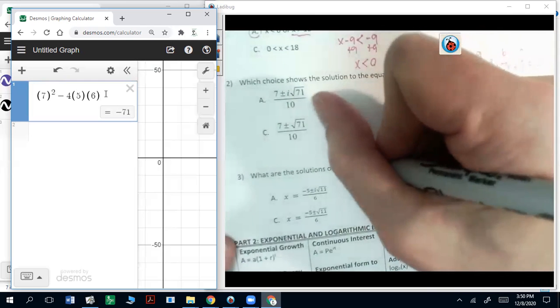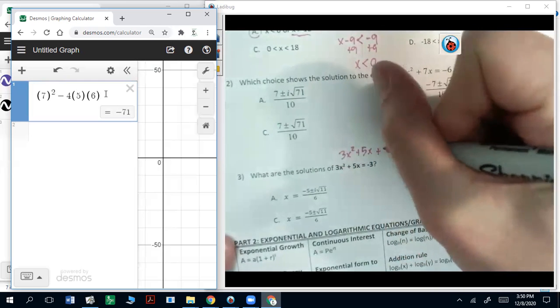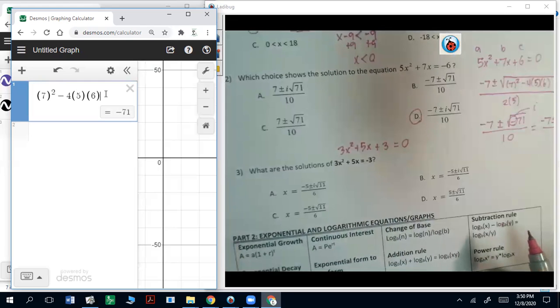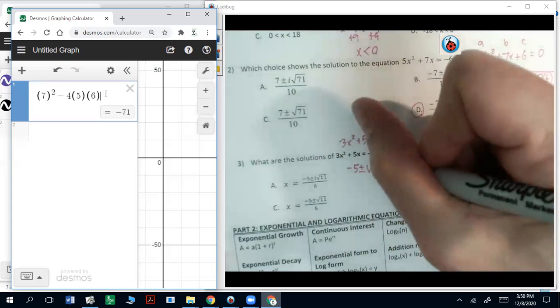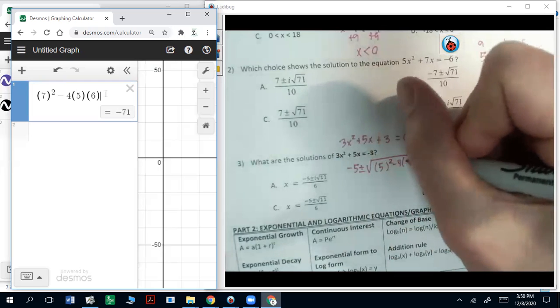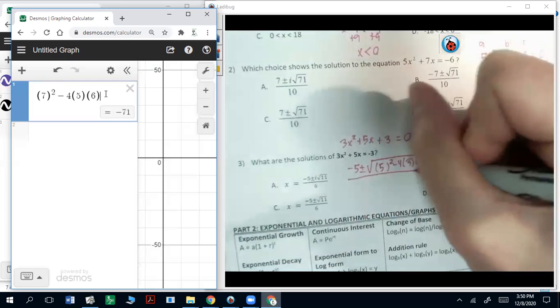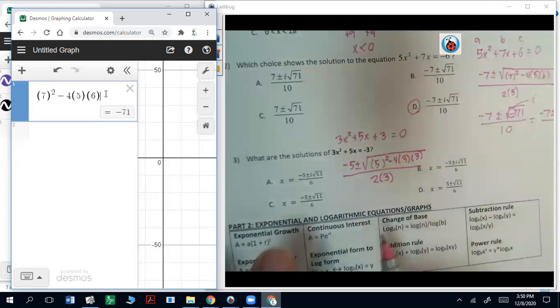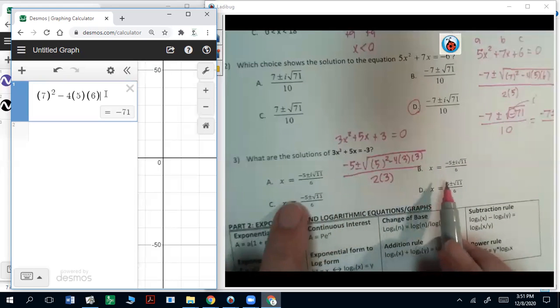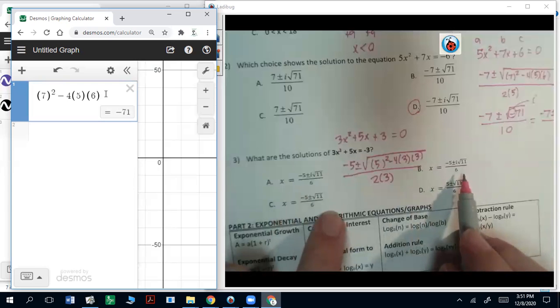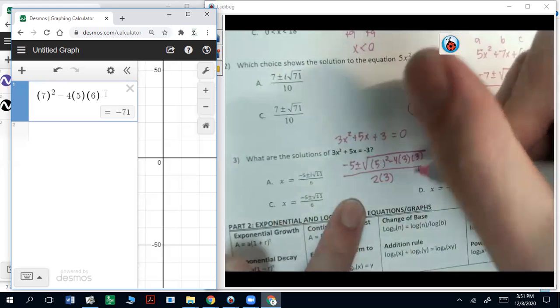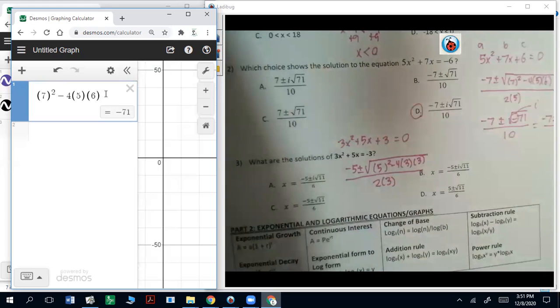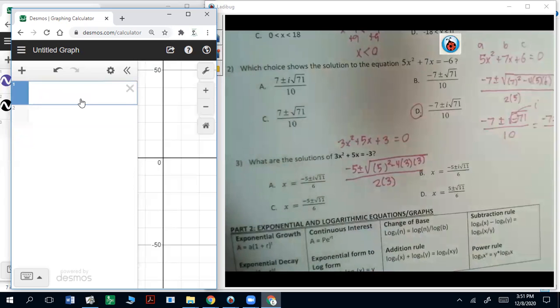So 3x squared plus 5x plus 3 equals 0. Negative B, -5 plus or minus the square root of 5 squared minus 4 times 3 times 3, all over 2 times 3. So you'll have a -5 and a 6. And it looks like these are the same answers. So let's see, 5 squared is 25 minus 4 times 3 times 3. 9 times 4 is 36. 25 minus 36 should be -11.